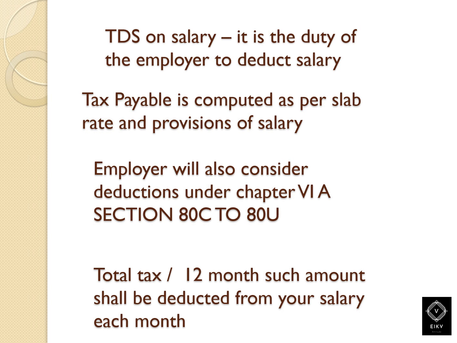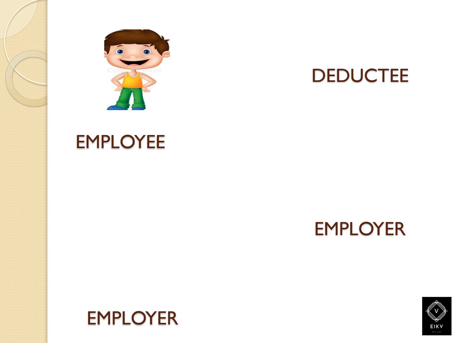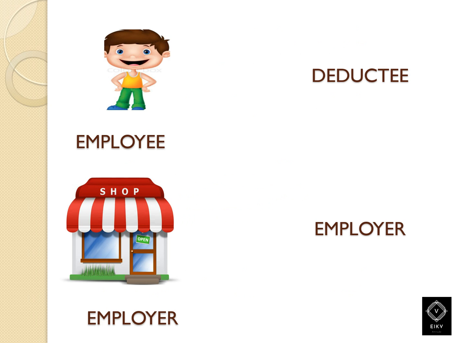TDS is basically deducted every month. I will explain how they deduct TDS: the total tax payable by the employee is divided by 12 months, and such amount is deducted from the salary of the employee each month. Now I will explain what is deductee and deductor. The deductee is the employee and the deductor is the employer.